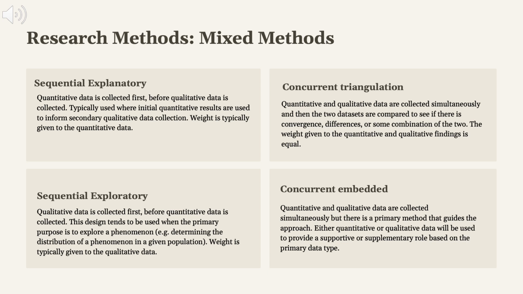Finally, the concurrent embedded design involves collecting both data types at the same time, but one is clearly primary while the other plays a supporting role. For example, a primarily quantitative study might embed a few interviews to provide context, or a primarily qualitative study might include some survey data for background. This approach is particularly useful when one type of data alone cannot fully answer the research question.